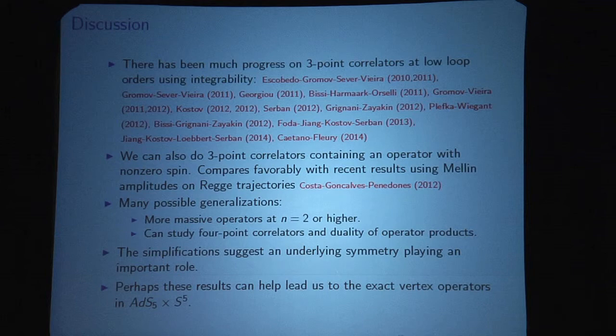There are many possible generalizations, more massive operators at n equals 2 or higher, but don't ask me to find the vertex operators for that. You can study 4-point correlators and look at duality from a string theory perspective as far as crossing symmetry is concerned. The simplification suggests that there's some underlying symmetry playing an important role. That's not surprising. And perhaps these results can lead us to the exact vertex operators in AdS5 x S5. So thank you very much.